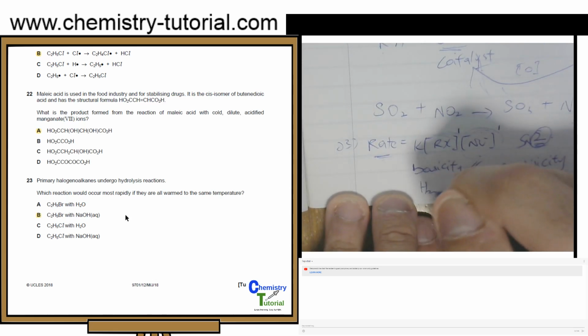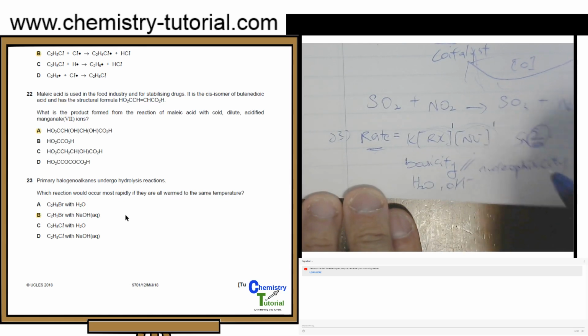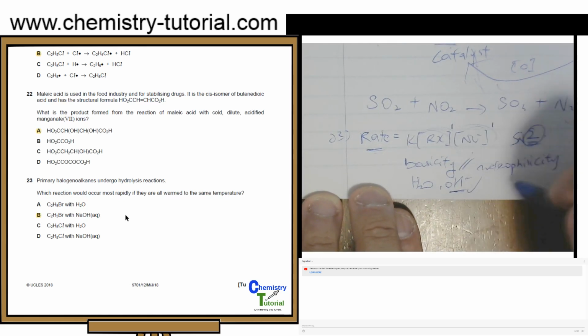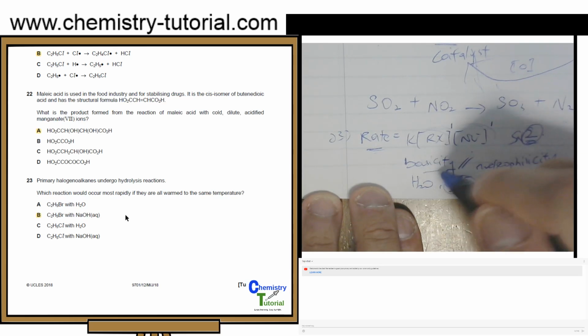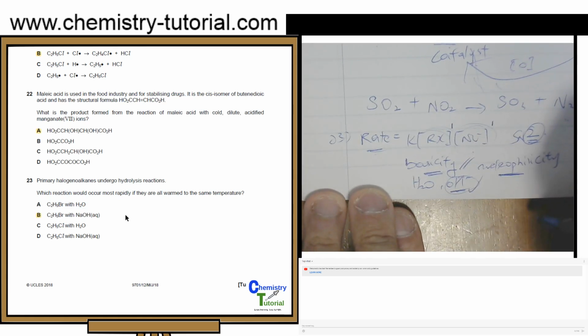What does it mean? Well, let's just use H2O and OH minus as an example. Which is the stronger base? OH minus is a stronger base. At the same time, OH minus is a stronger nucleophile. That's why there's a direct relationship between basicity and nucleophilicity. Therefore, for question 23, we should only consider options B and D because H2O is a weaker nucleophile than the hydroxide ion.